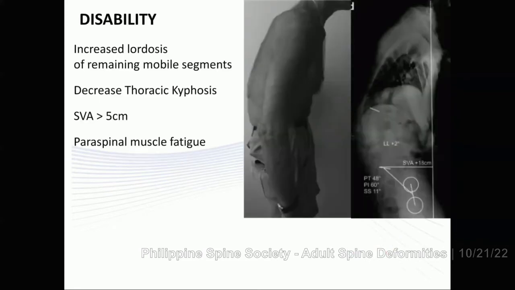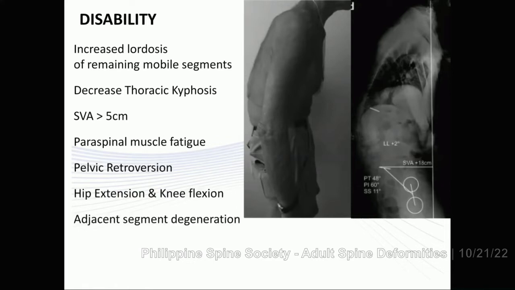Iatrogenic spinal deformity is disabling. It has been shown with patients with flat back deformity that there is an increase in lordosis in the remaining mobile segments with decrease in thoracic kyphosis. The sagittal vertical axis is offset more than 50 millimeters, and patients with this condition develop paraspinal muscle fatigue easily. Pelvic retroversion, hip extension, and knee flexion come out as compensatory mechanisms, and over time, back pain increases due to adjacent segment degeneration.